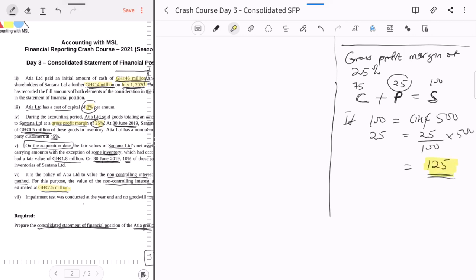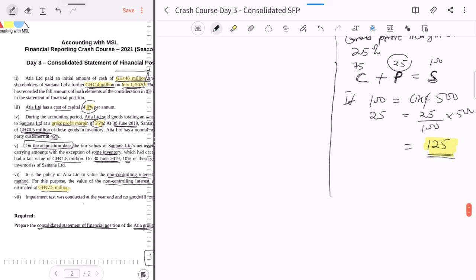Let me show you how it would have been if the question said markup instead, right? I'll clean it afterwards, so just watch. If the question said markup, once again, remember I told you just write C plus P equals S. So C plus P equals S. And then we go back to the basic rules I told you. Remember I said markup is on cost, margin is on selling price. Next rule is to put 100 on top of whatever it is on, right?